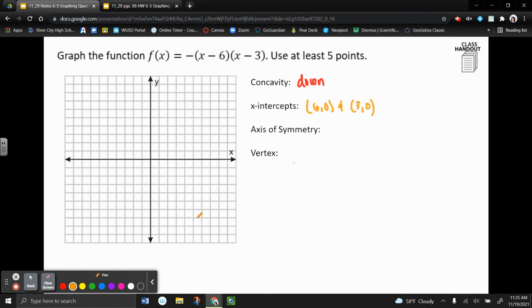Our axis of symmetry, we're going to calculate. And remember, it's just the midpoint of our x-intercepts. So it's going to be 6 plus 3 divided by 2. So that's 9 over 2, which is 4.5. So x equals 4.5 is my axis of symmetry, which is going to give me half of my vertex.